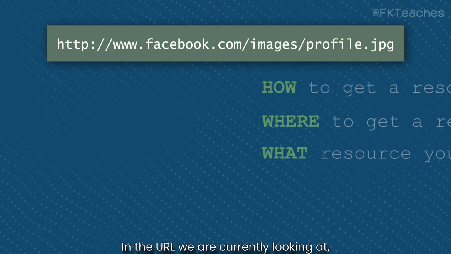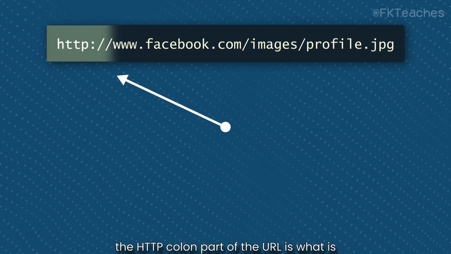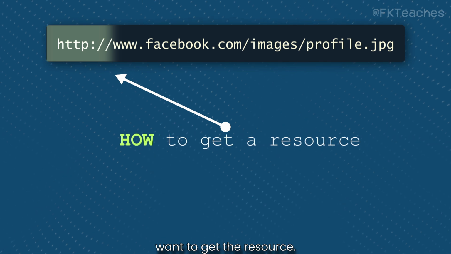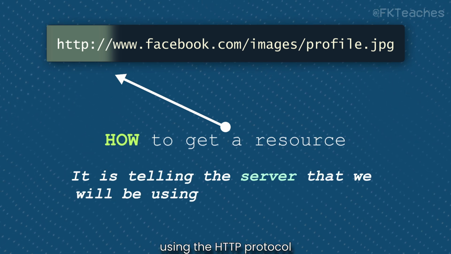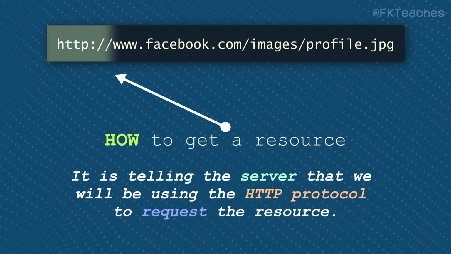In the URL we are currently looking at, the HTTP colon part of the URL is what is telling the server how we want to get the resource. It is telling the server that we'll be using the HTTP protocol to request the resource.